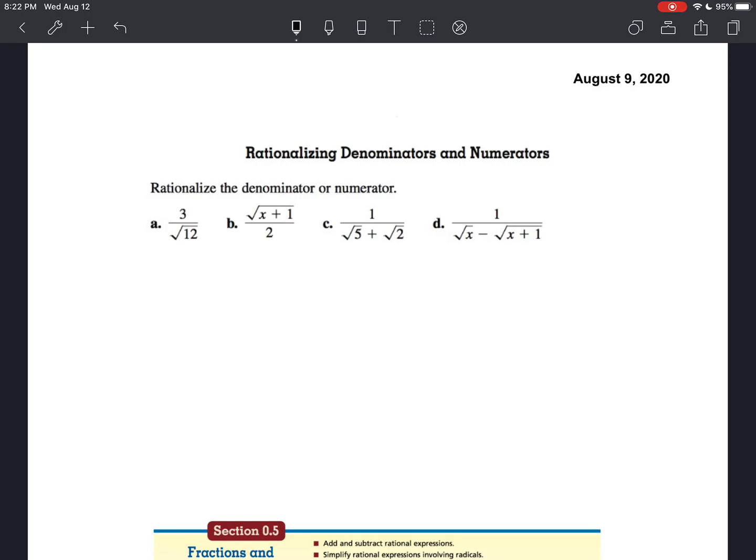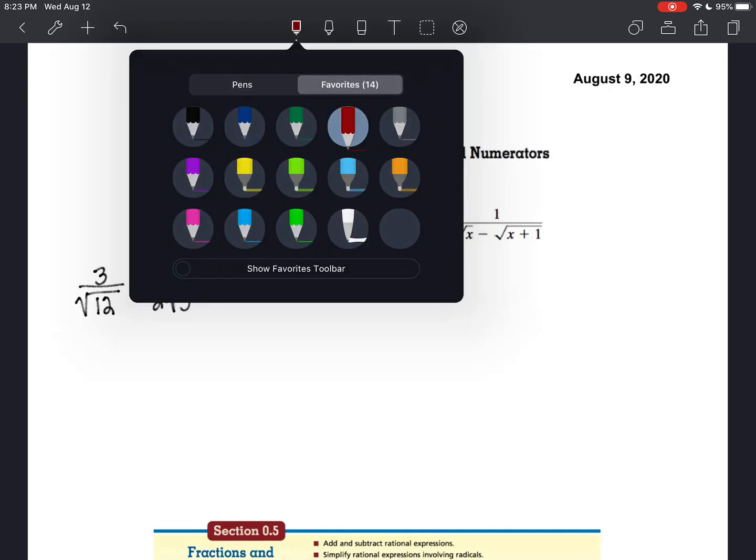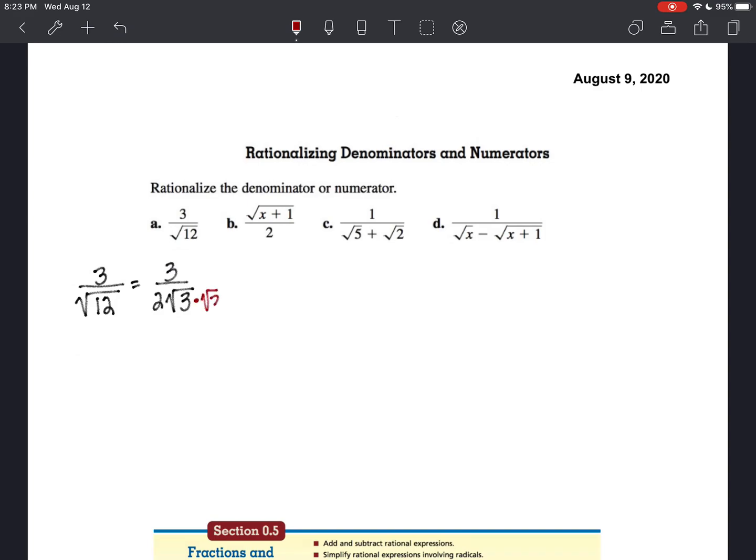We've got 3 over the square root of 12. So when I have a square root, I just need a pair of 12s. So that's one way that you can do this problem. You can also break this down to be 3 over 2 times the square root of 3. And then instead of multiplying both the numerator and the denominator by the square root of 12, we're going to multiply the numerator and the denominator by the square root of 3.